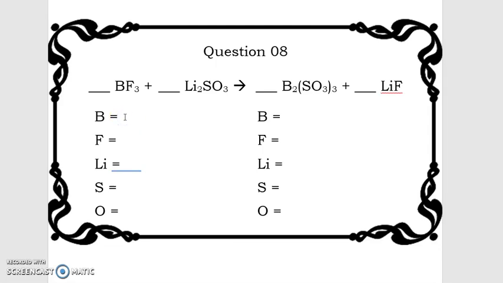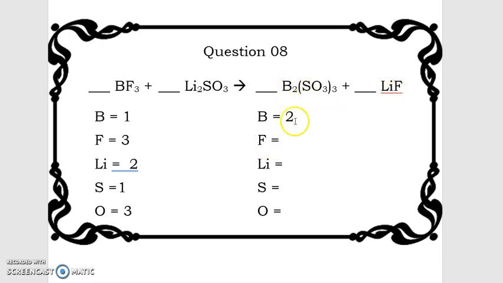Question 8 is going to begin by counting the atoms on either side of the equation. We're going to start with boron. There is 1 atom of boron because there's no subscript. Then we're going to move on to fluorine. There are 3 atoms of fluorine, 2 atoms of lithium, 1 atom of sulfur because there's no subscript, and 3 atoms of oxygen.